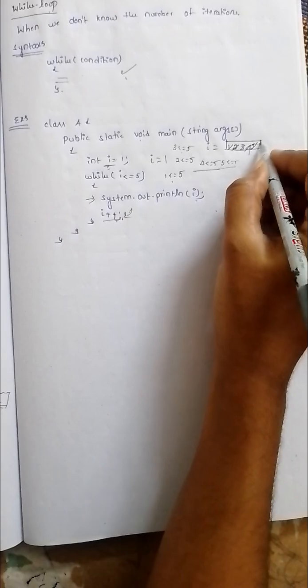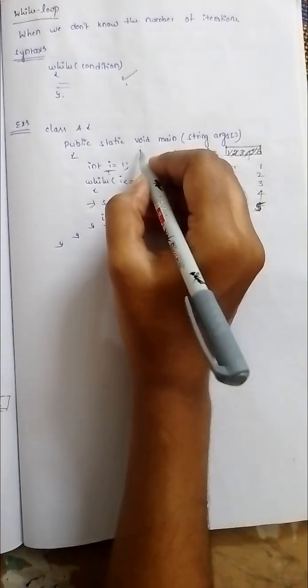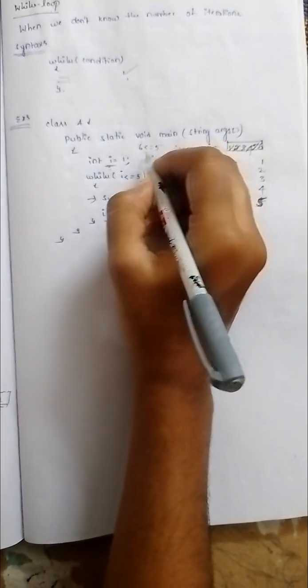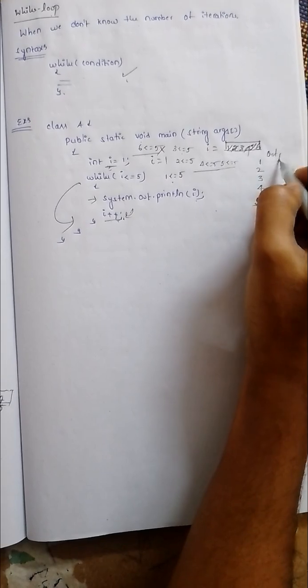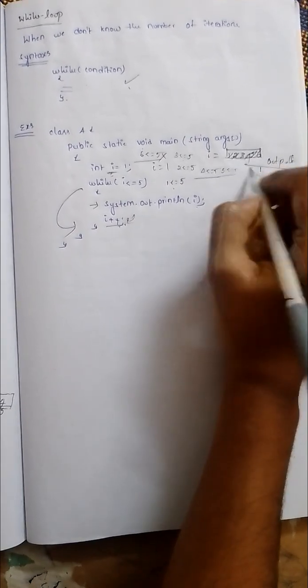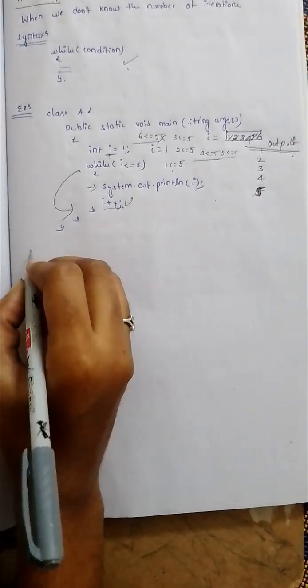Now I value is 6. Checks the condition: 6 less than or equal to 5. Condition is false, so it will exit the loop and print the values. This is the output. Now we can discuss do while loop.